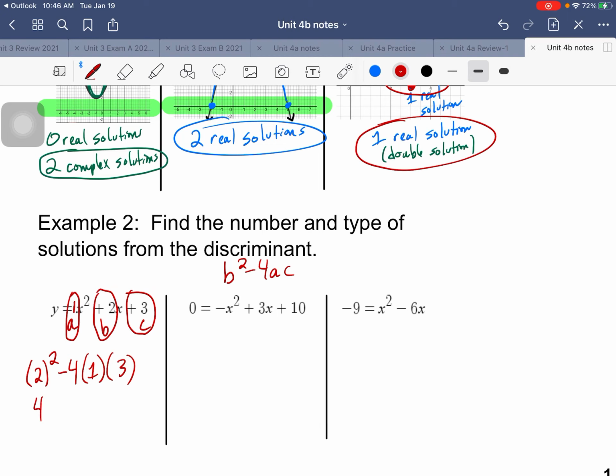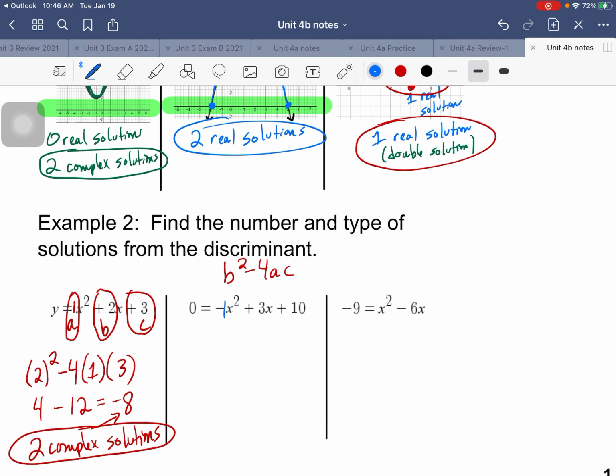So we have 2 squared is 4. 4 times 1 times 3 is 12. 4 minus 12 is negative 8. When you get a negative number, this means two complex solutions, meaning there's an imaginary part and a real part. So two complex solutions. Next.